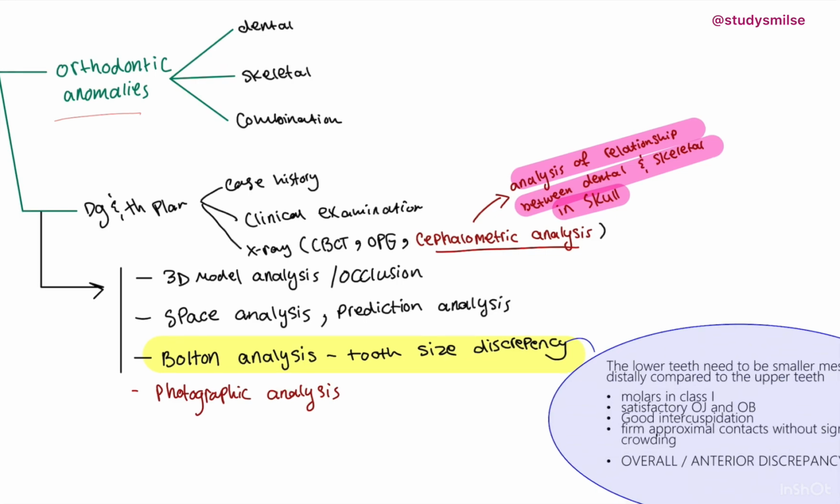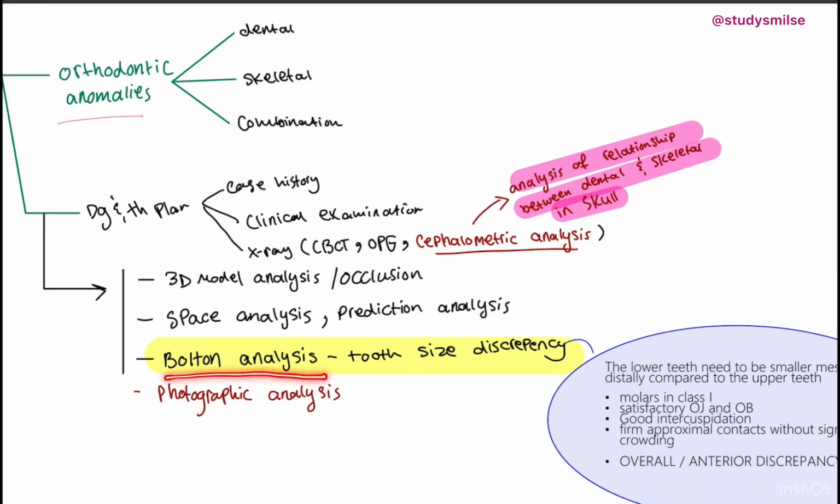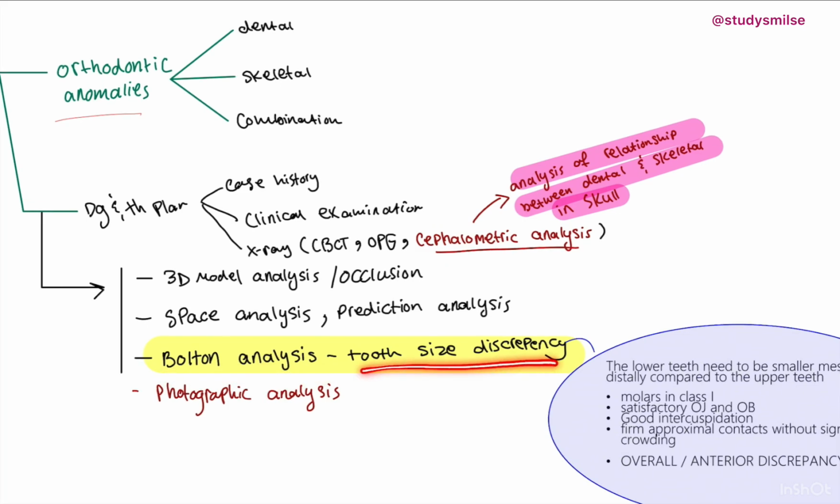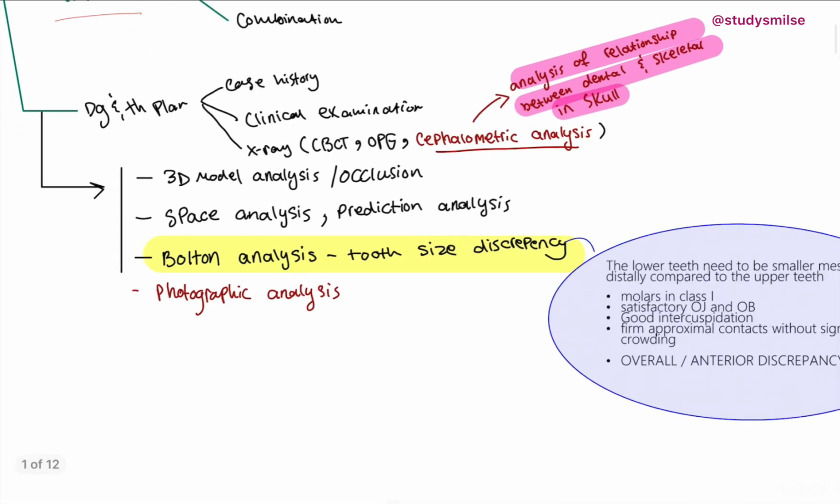Now, for this diagnostics and the plan, we need to make a 3D model analysis of the occlusion. We have to make space analysis to see if there's enough space or not, to analyze the jaw, and also for the prediction analysis. There's this analysis called Bolton's analysis, which is the tooth size discrepancy. Okay? We also need to make photographic analysis.